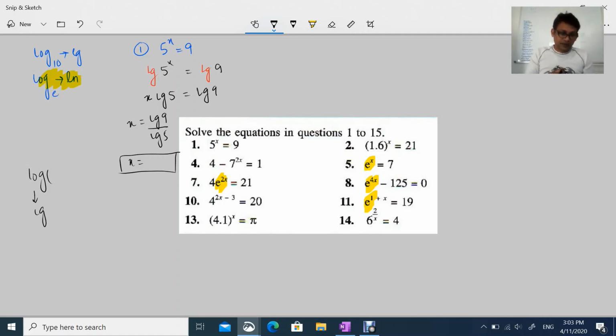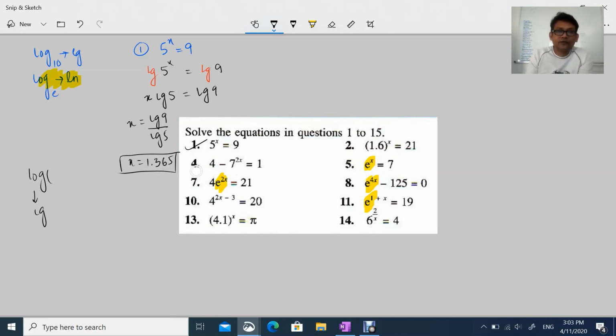So log 9 divided by log 5, and you will get the answer. Closing the bracket is very important. So write 1.365. Normally we write 4 significant figures. Okay, we have done the first part.